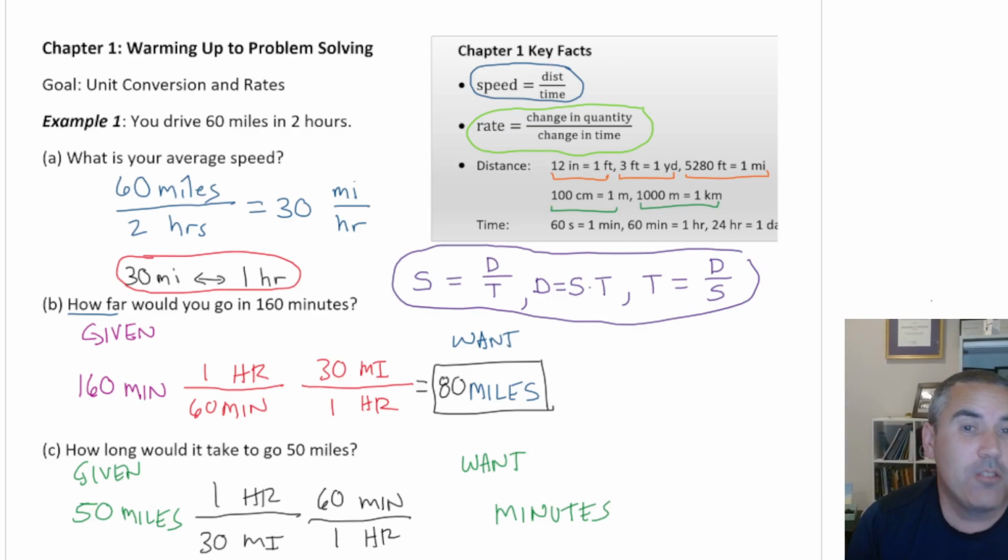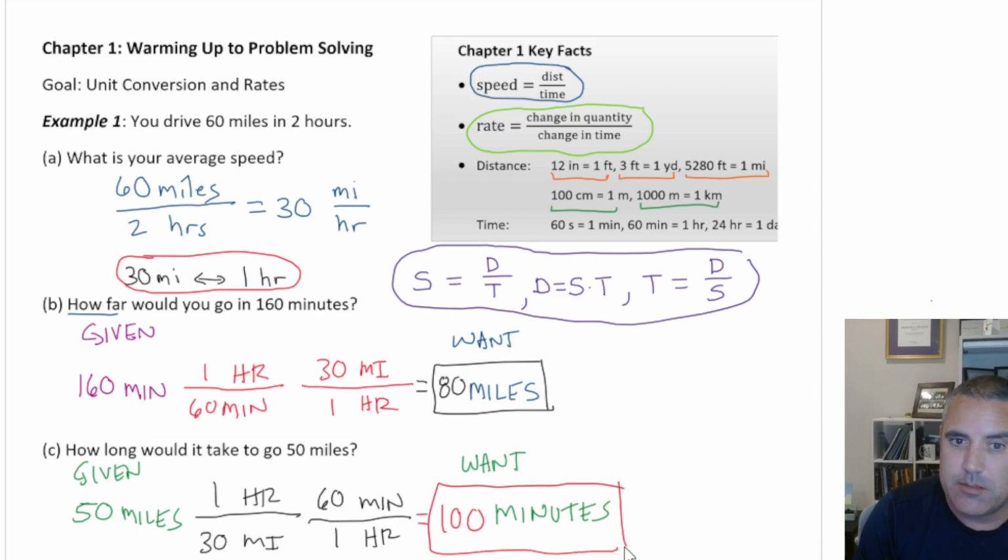And look, you can do this one in your head too. It is amazing if you allow yourself to practice simplifying fractions, how much faster you get at it. That's 100 minutes. Okay, so that's how I think about unit conversion, but at the same time I'm exploring rates. Rates are about predicting the future and working.